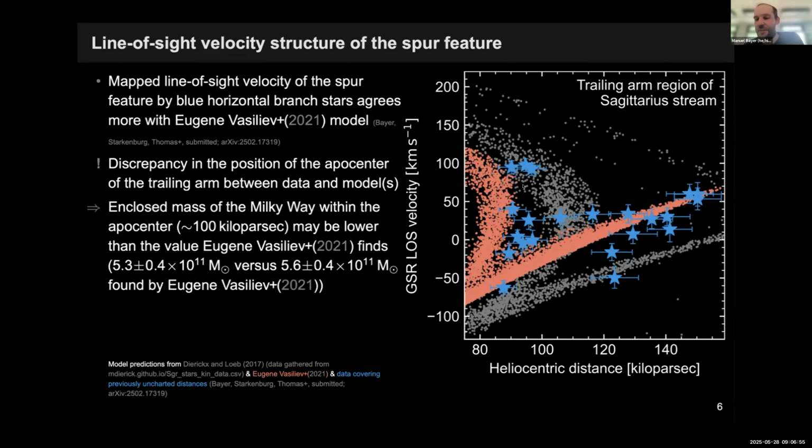And our tentative analysis shows that by slightly lowering the enclosed mass of the Milky Way at these distances, which is roughly 100 kpc, to 5.3 times 10 to 11 solar masses instead of the 5.6 times 10 to 11 solar masses that this model assumes, we can better explain this discrepancy. And then this model shifts a bit upwards to our data constraints.